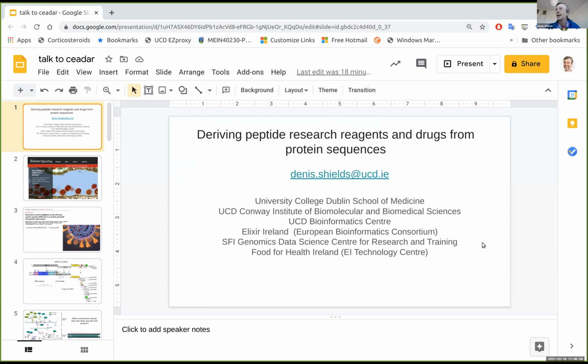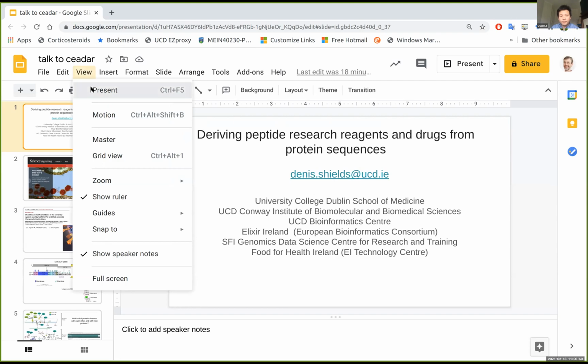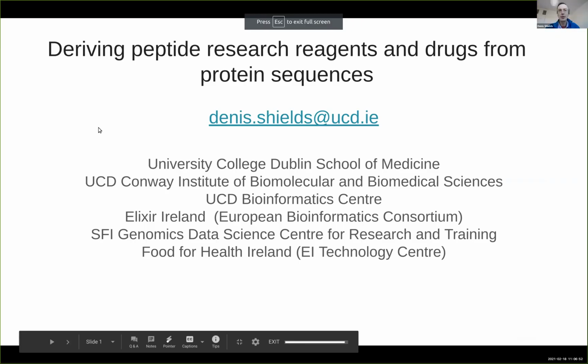So here goes. I'm going to share my screen and hopefully this is going to work. It worked a minute ago. Share screen. And hang on. Talk to CeADAR. Here we go. And so I think you should now be able to see my screen. Can you see that all right, Quan? Yeah. Perfect, yeah. View, present mode. And that's it. Okay, so I'll get going.